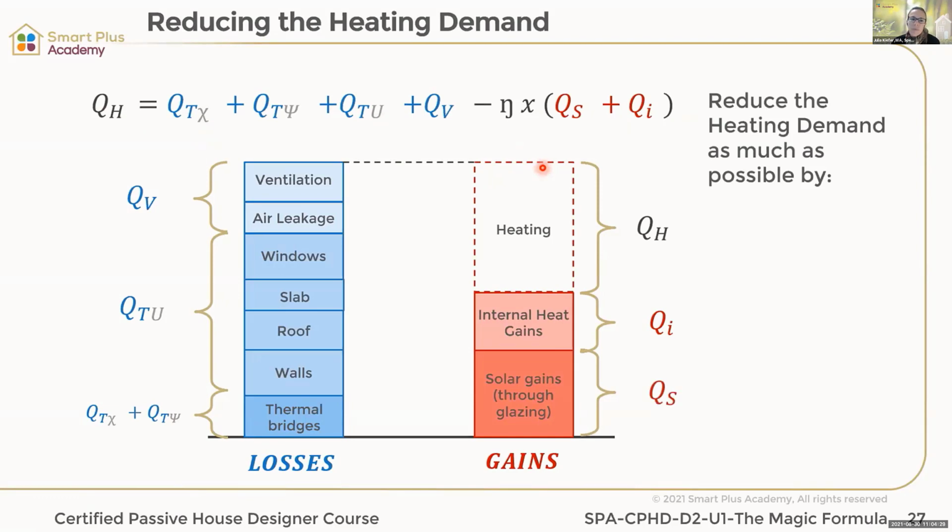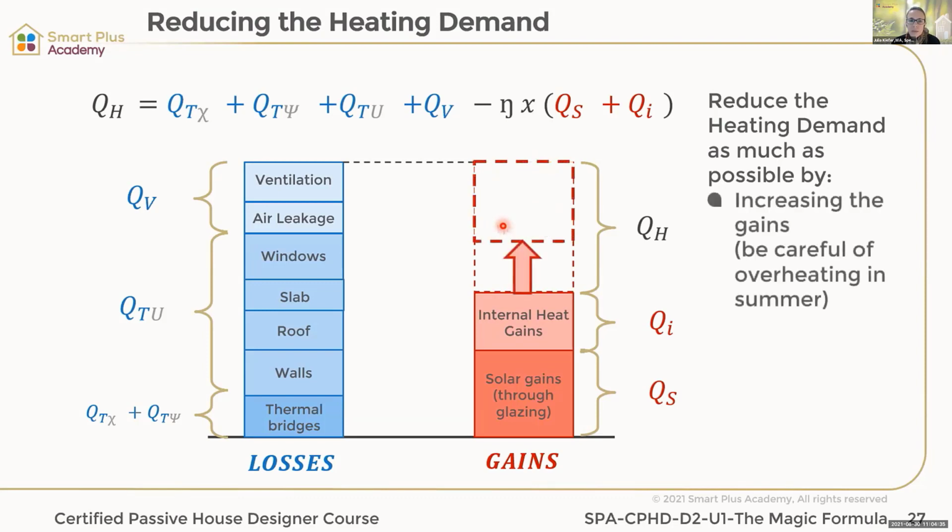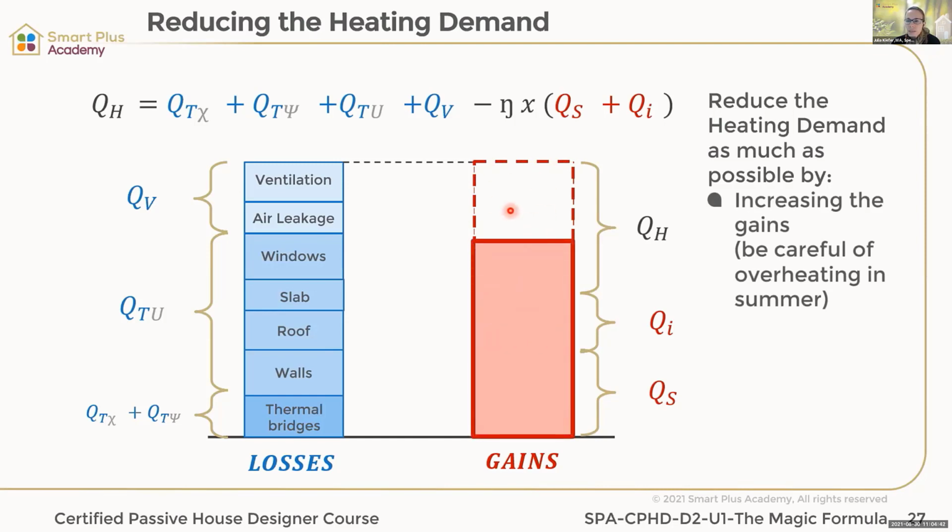And now what we need to do is we want to reduce this heating demand, okay, as much as possible. And we can do that in two ways. The one way is we could increase our gains. So we could say, okay, if we have more gains, we have a smaller heating demand, but we have to be careful that we're not overheating in summer. So that's one thing we have to be careful of. We're not getting too many gains and making an overheating problem.